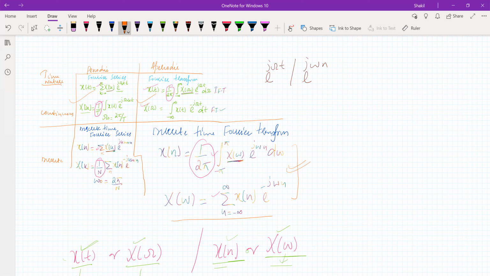It can be with x of t or with X of omega. The same way, 1 by 2 pi can be with x of t or X of capital omega. It can be with either representation, so don't worry about it. It's a scaling constant. You can put it on either representation. All right, let me end the session here. In the next session, we will start with the discrete time Fourier transform.